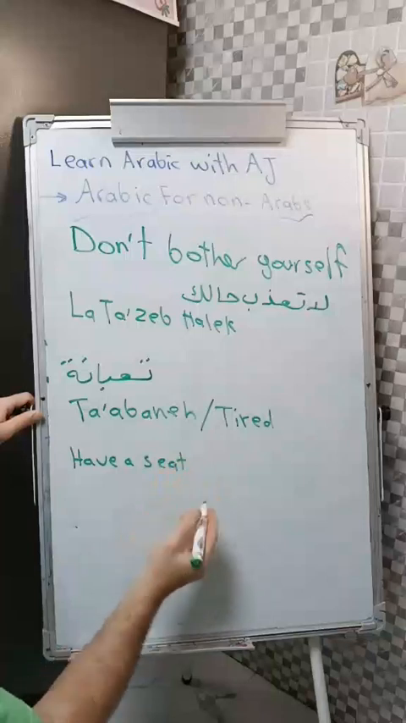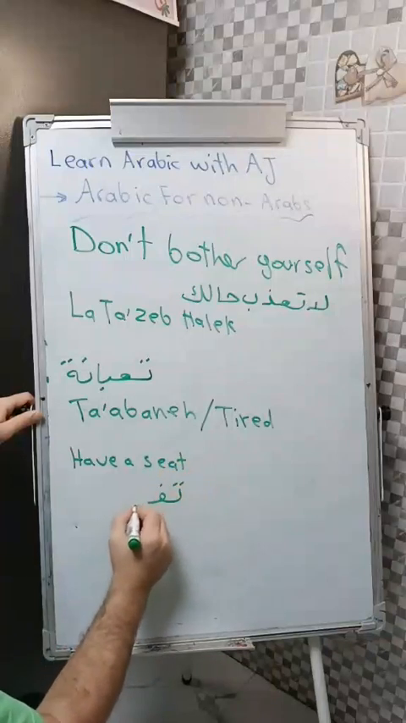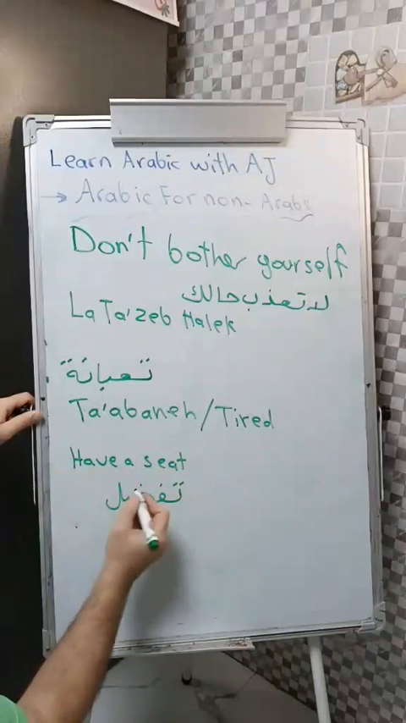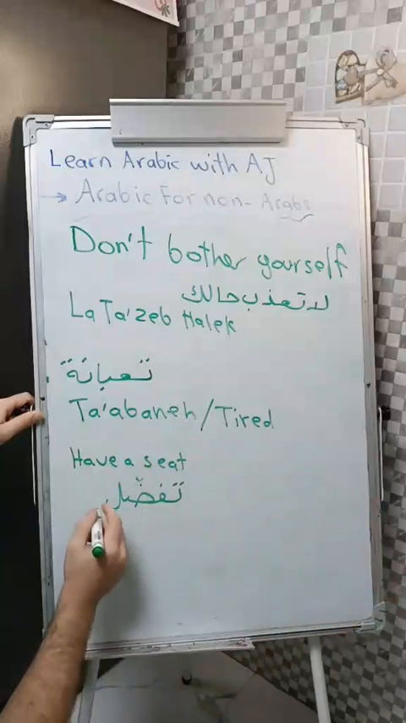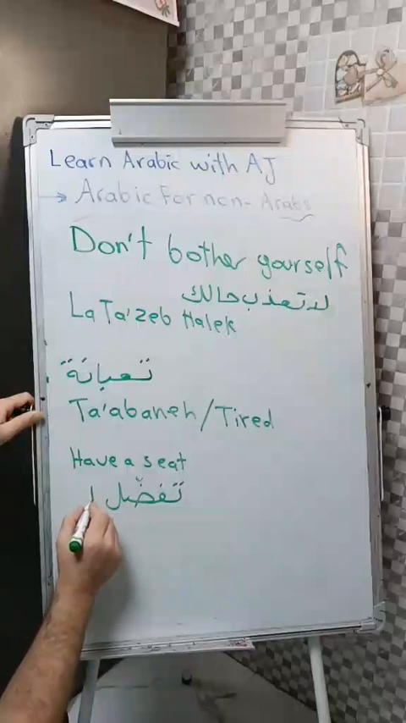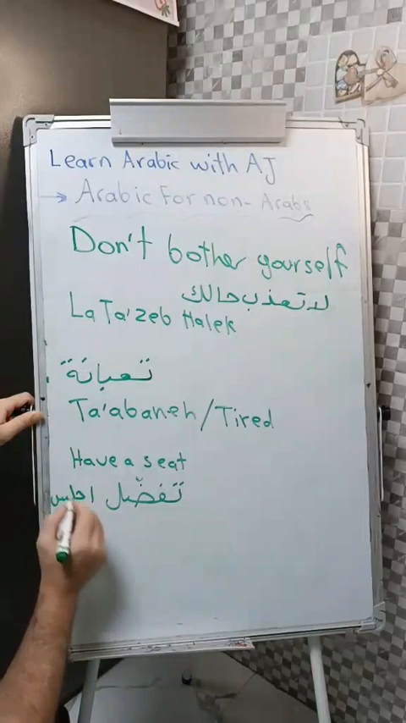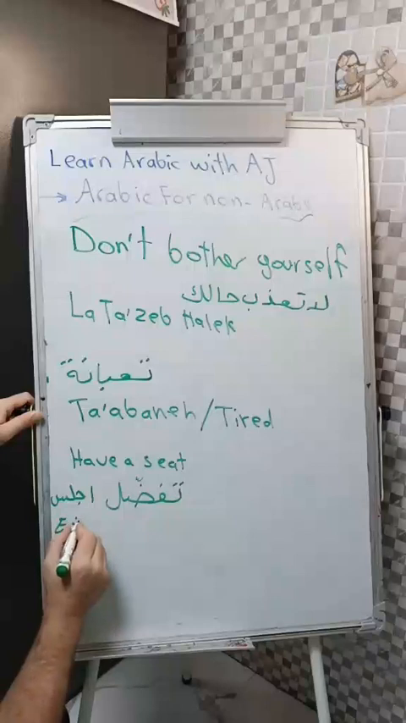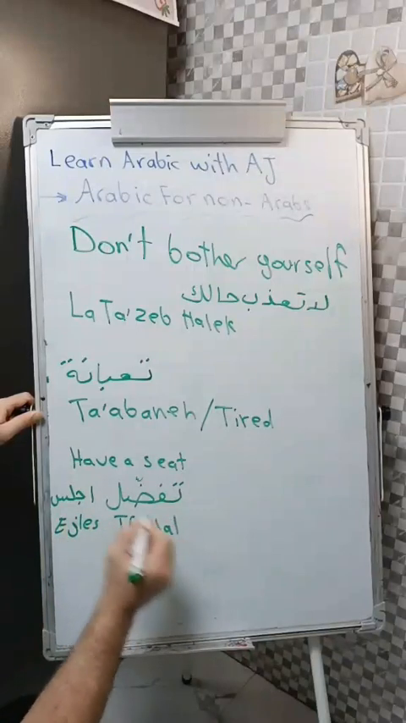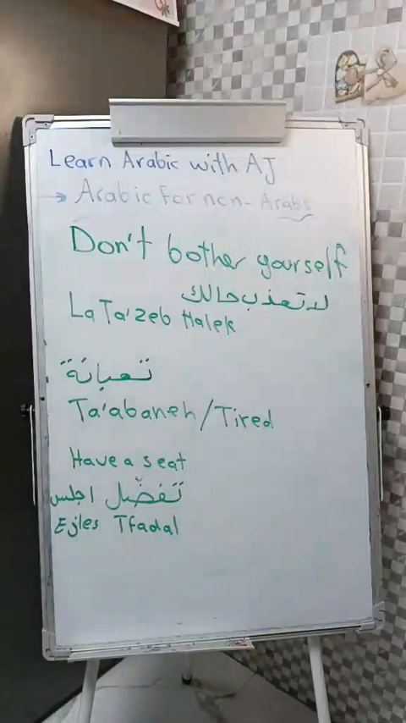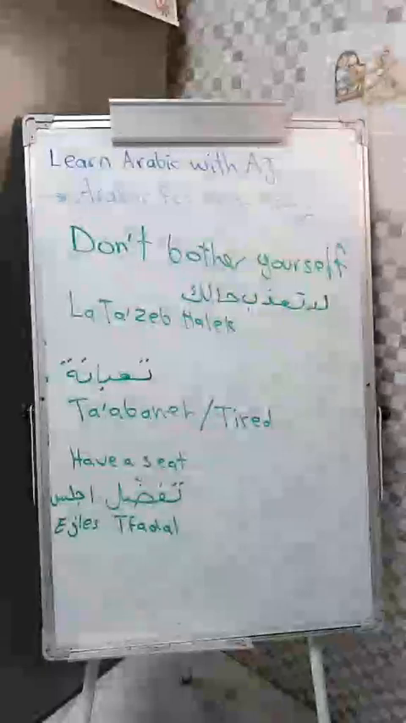If you want to say have a seat, it's enough to say تفضل. تفضل, here you are. تفضل also means please. تفضل اجلس or تفضل عود. عود or اجلس.